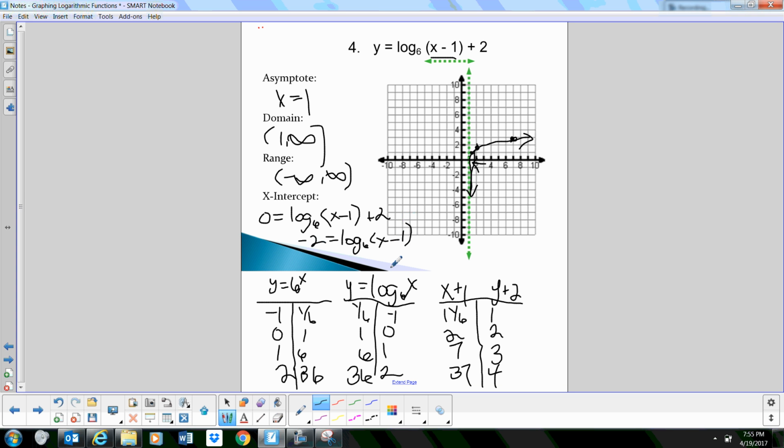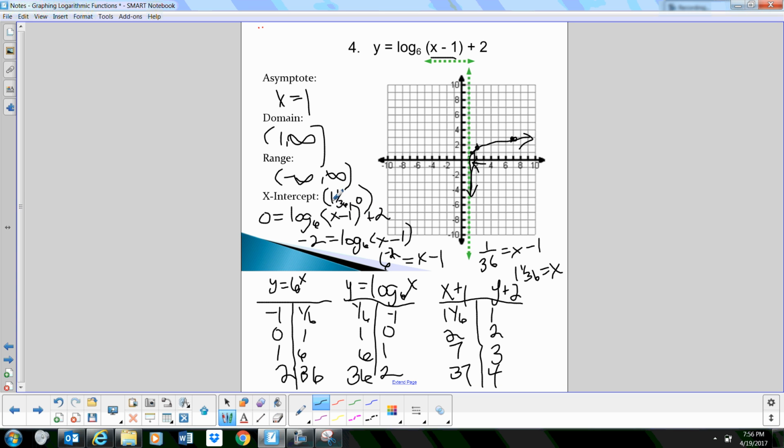Now we need to rewrite this to evaluate it. So we're going to get 6 to the -2nd is equal to x minus 1. And then that's going to give us 1/36 is equal to x minus 1. So then we add 1. So we're going to get 1 and 1/36 is equal to x. So there's our intercept. We write it as an ordered pair. So 1 and 1/36, 0.